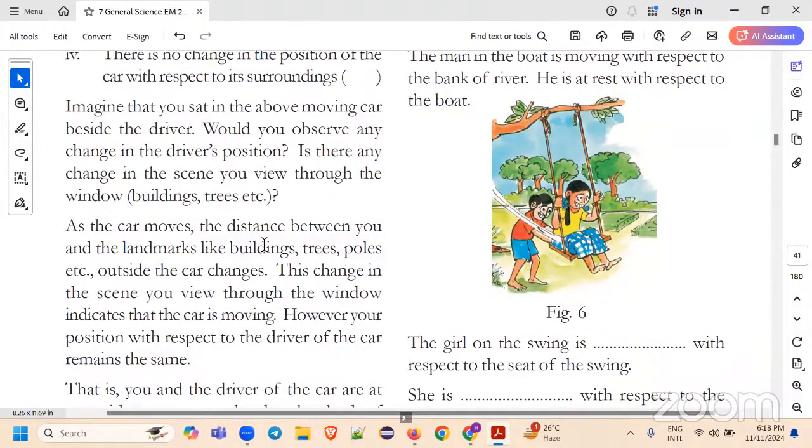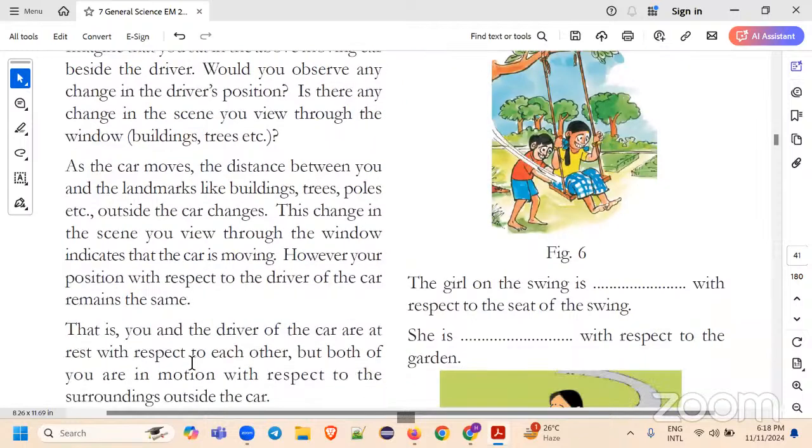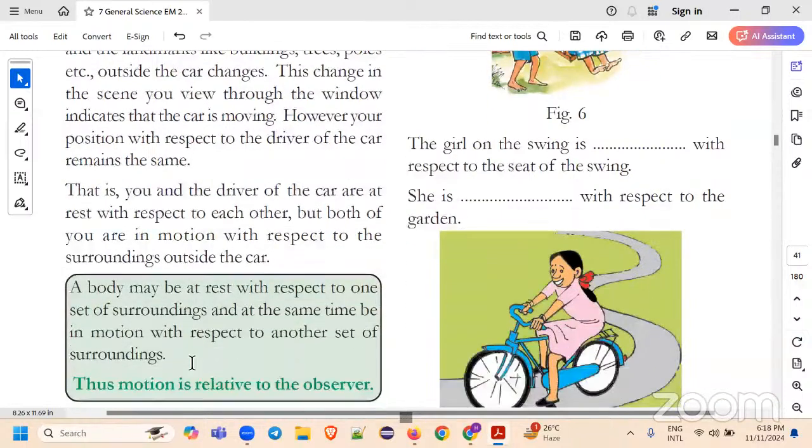This change in the scene you view through the window indicates that the car is moving. However, your position with respect to the driver of the car remains the same.